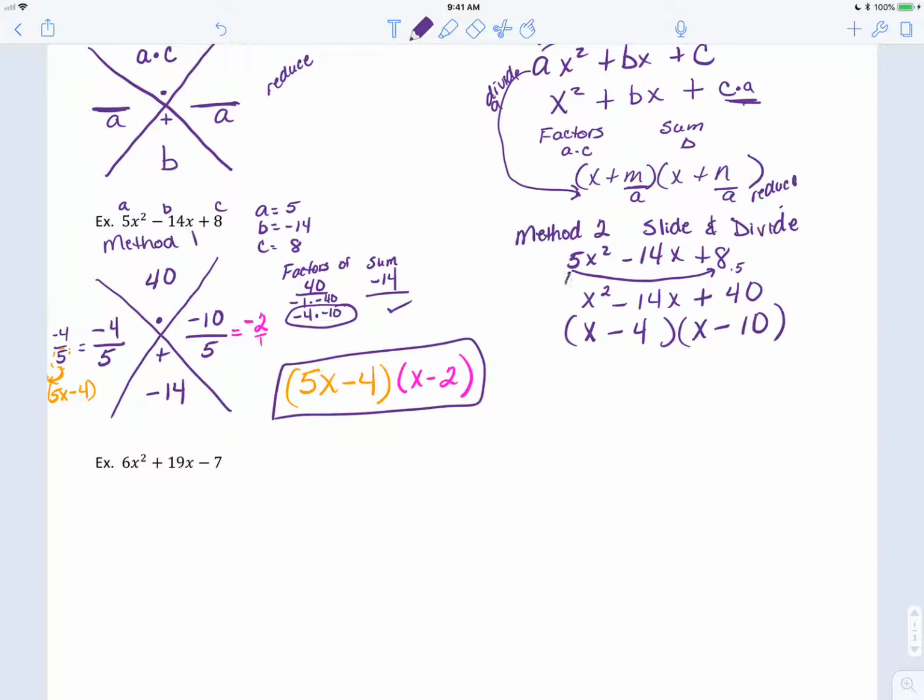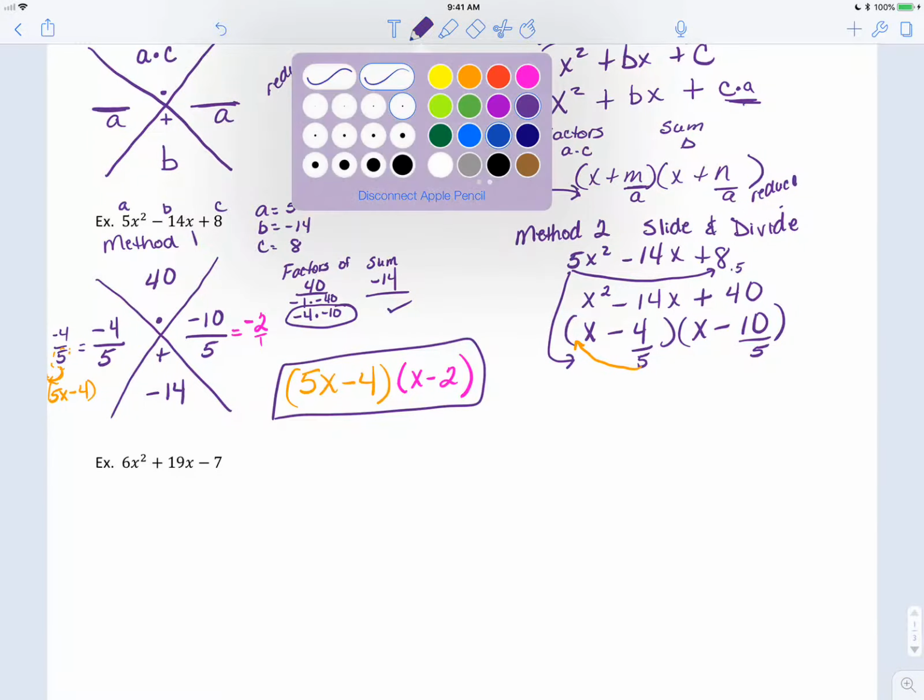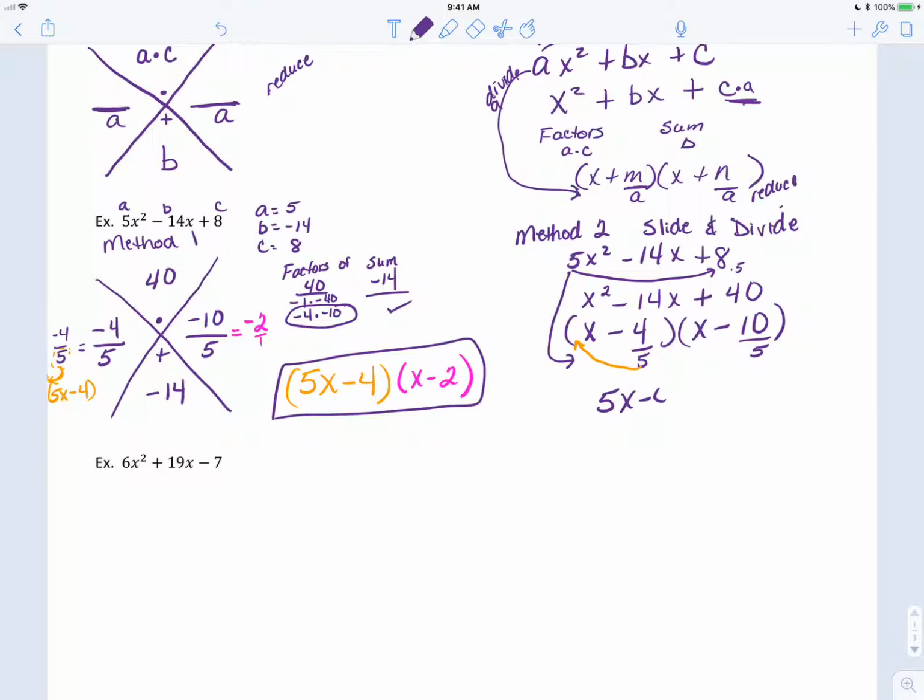All right, but now we've got to remember to come back and divide by that 5, right? So we slid the 5 down, we've got to come back and divide by the 5. Well, this won't reduce, so it goes to the front, creating the binomial 5x minus 4. This one does reduce. 10 over 5 reduces to that 2, so that creates the binomial x minus 2. So there's your same answer, just a different way to get it, okay?